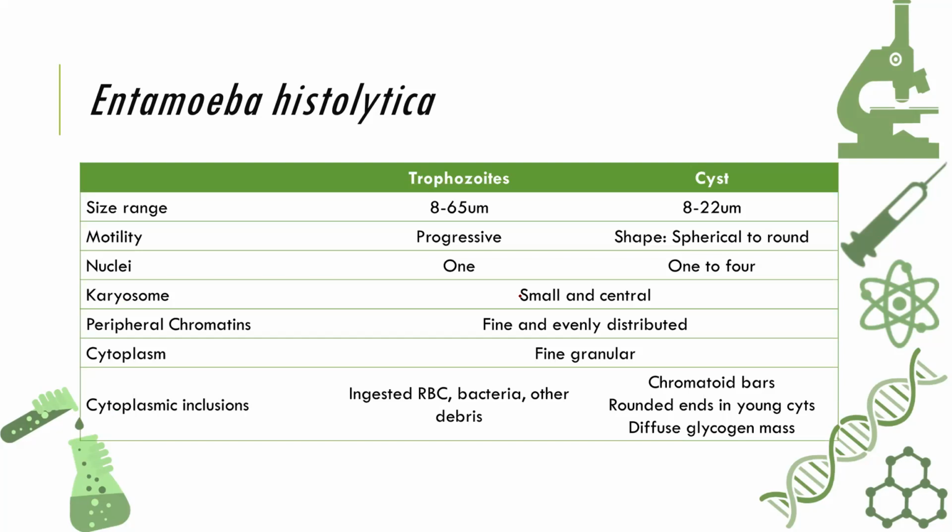In this table, we have here showing you the difference between Entamoeba histolytica trophozoites and cyst. Again, remember, the trophozoites have ingested RBC. They can also have bacteria and other debris present in their cytoplasm. However, yung ating cyst, wala po siyang ingested RBC, and it has chromatoid bars with rounded ends in young cysts, and diffuse glycogen.